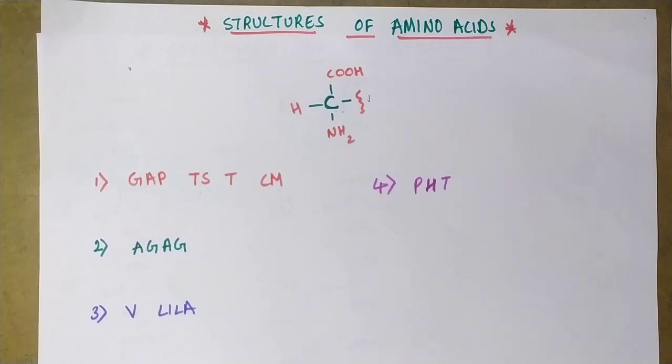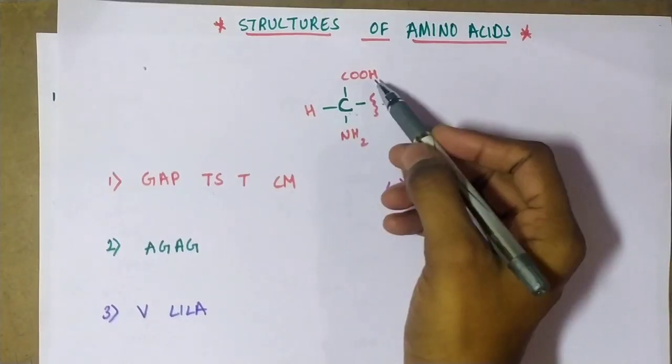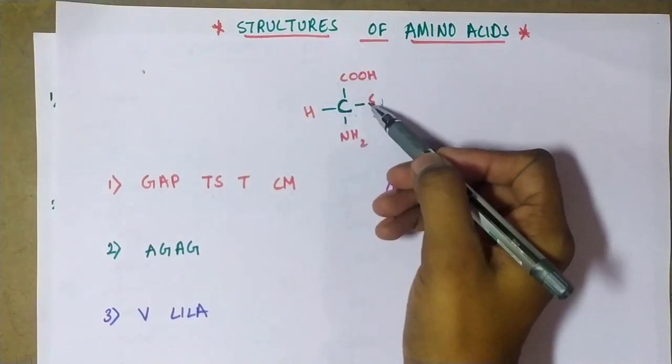Welcome to Student Chem. Today we are going to discuss the structures of amino acids. So let's start our class. Here, in the center of each amino acid there is a carbon. So this is the general structure of an amino acid.